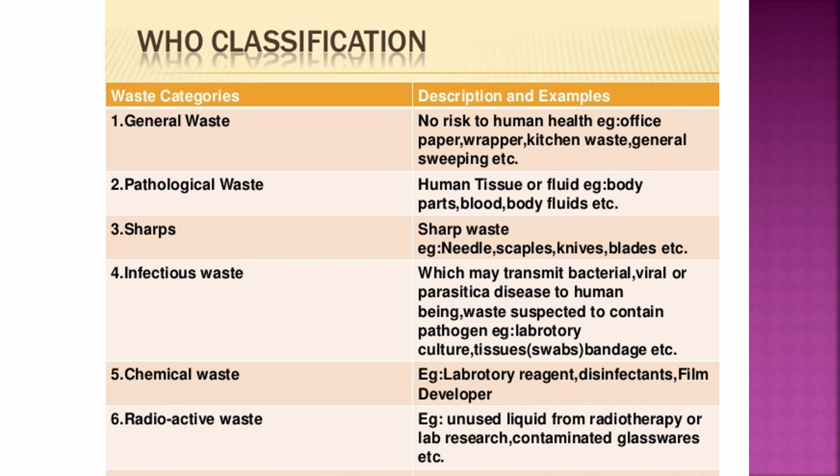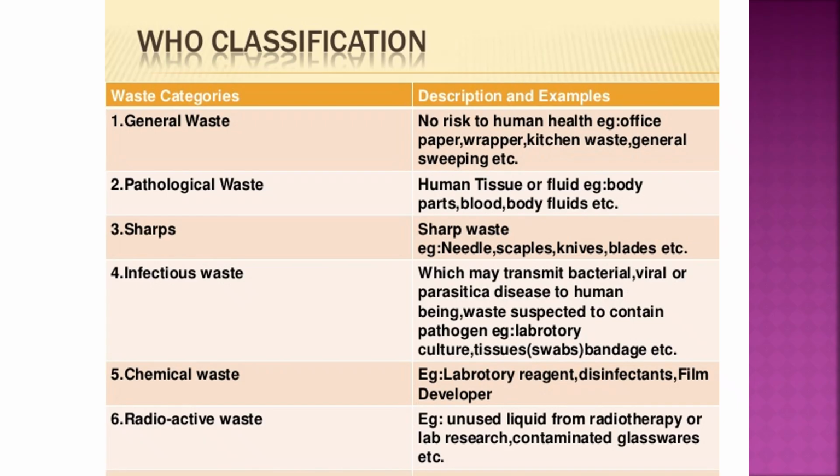So now we will see that according to the WHO classification there are a few categories. First is general waste. It is no risk to human health. Examples: office paper, wrapper, kitchen waste, general sweeping waste. Then pathological waste, whatever waste is generated in the pathological laboratory like blood and other samples, body fluids. Then sharps. It can be needles, scalpels, knives, blades.